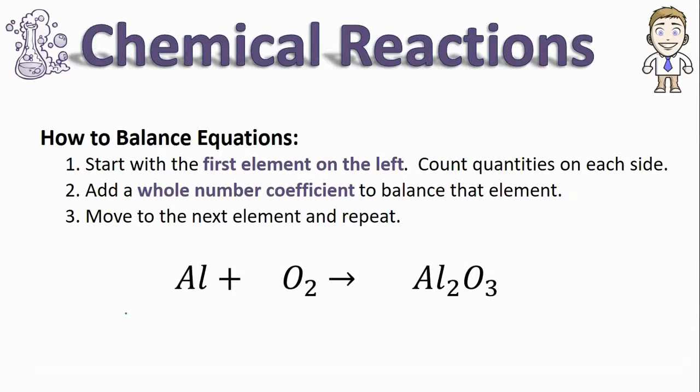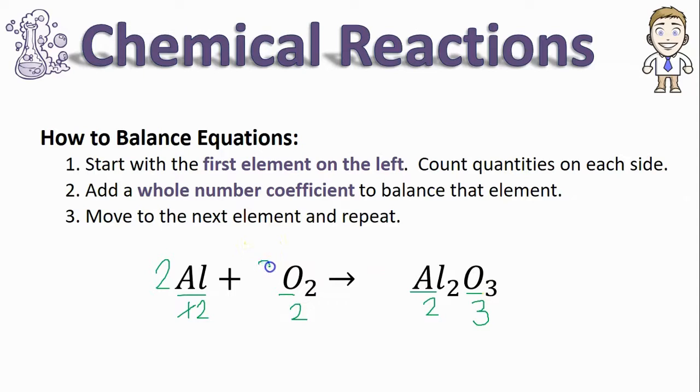Let's see that again with a different equation. Here my first element is aluminum and there's only 1. Finding aluminum on the products, I see that there's 2. To make those numbers balanced, I'll put a coefficient of 2, so now there's 2 aluminums on each side. My second element is oxygen, and there's 2, so I'll put a 2. On the product side, there are 3 oxygens. This is a common scenario where there's 2 on one side and 3 on the other.